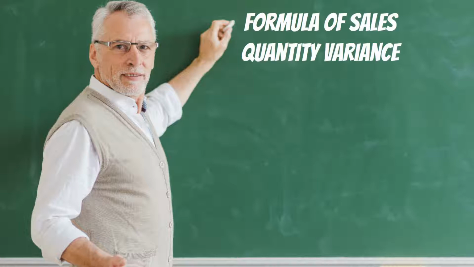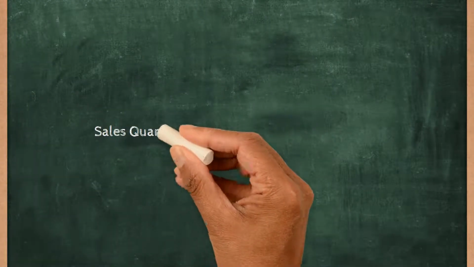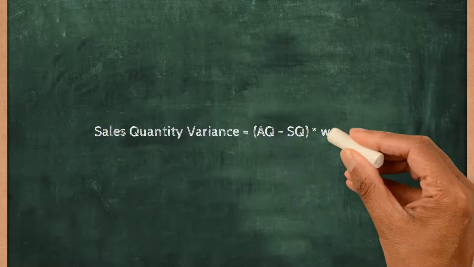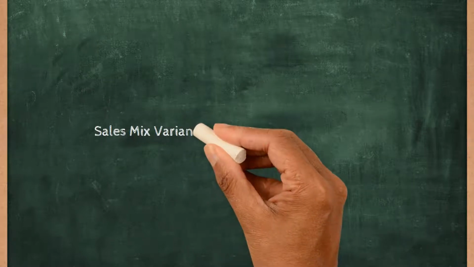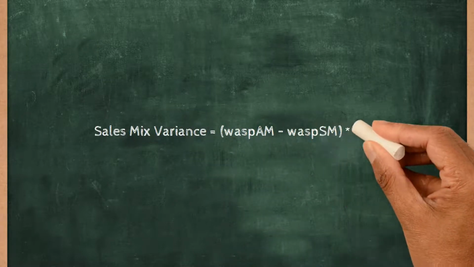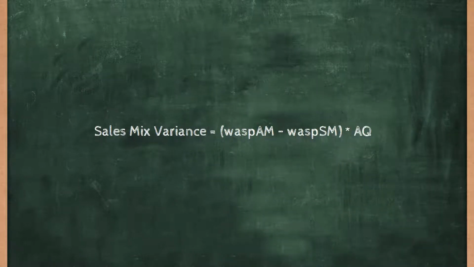Formula of the sales quantity variance. Sales quantity variance is equal to the AQ minus SQ. The result is then multiplied by the WASP SM. Formula of the sales mix variance. Sales mix variance is equal to the WASP AM minus the WASP SM. The result is then multiplied by the AQ.